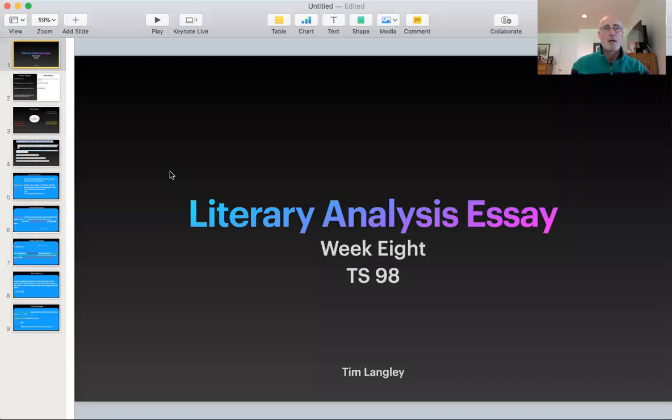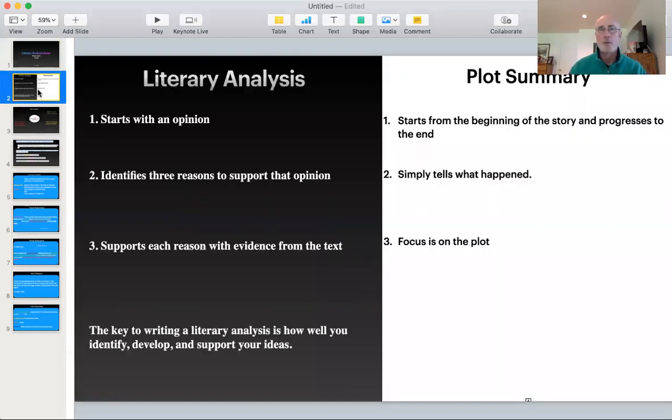If you take a look at my slideshow here, let me talk a little bit about this slide. I've got one thing on one side and one thing on the other side, as you can see here on the screen. First of all, on the left-hand side, a literary analysis essay starts with an opinion. That is your thesis. You get to give your opinion about whether it's the themes or the symbols or something about the writing style. You're giving your opinion, okay?